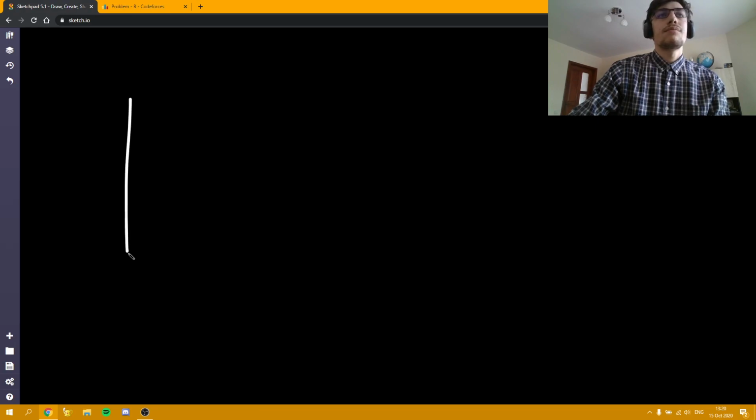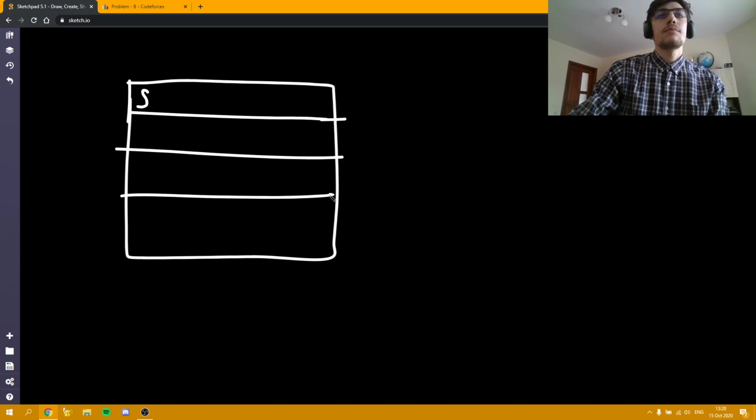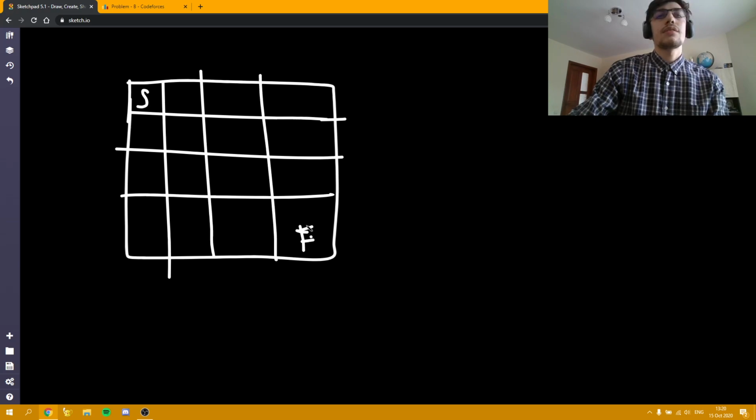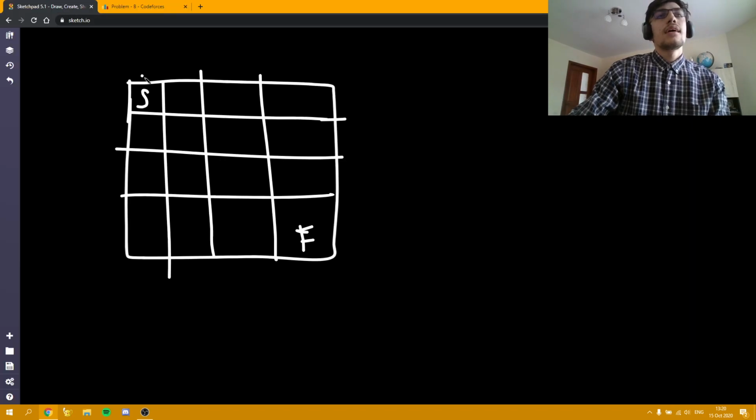Let's say we have a matrix. So it is a square matrix. And here are the starting and the finish points. Now, I'm going to prove that you only need to block at most two squares in order to solve this problem, because this is quite important, since we are asked to reverse at most two cells. And in order to do it, I'm going to use the corners of the matrix, namely the upper left corner and the lower right corner.